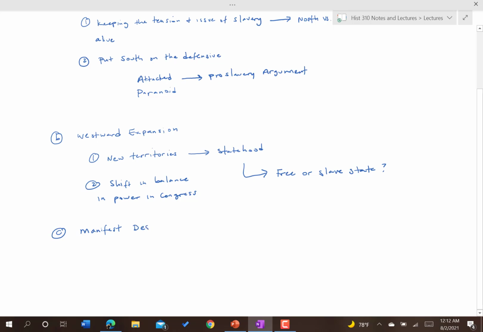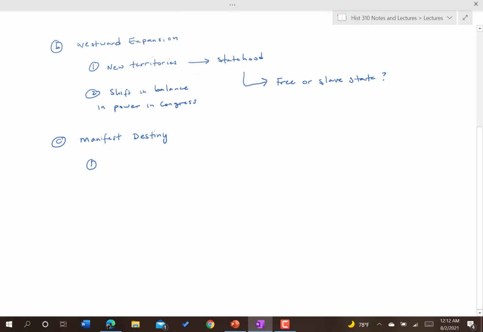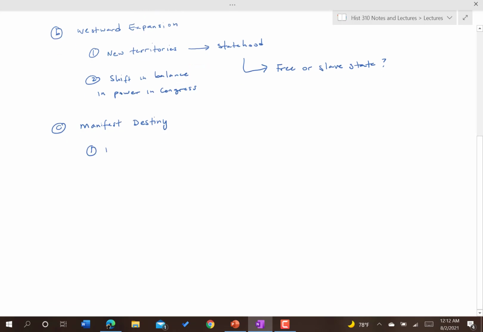And then manifest destiny. So manifest destiny goes to westward expansion too. I guess I could have put it under westward expansion, but that's okay. It'll be its own separate thing. Manifest destiny is essentially the belief that America was destined by God to expand. So that it was like their God-given right to expand.